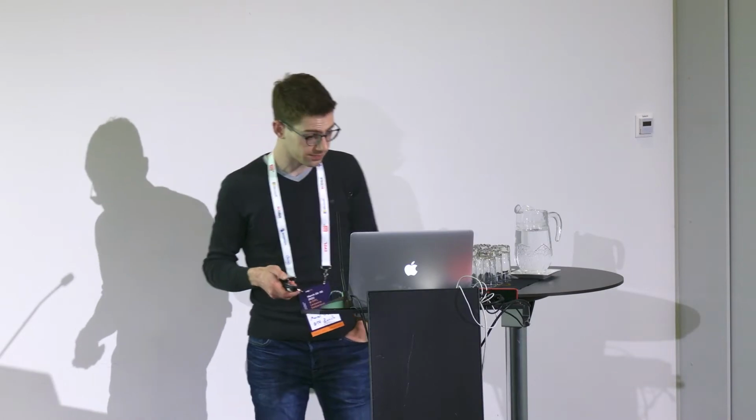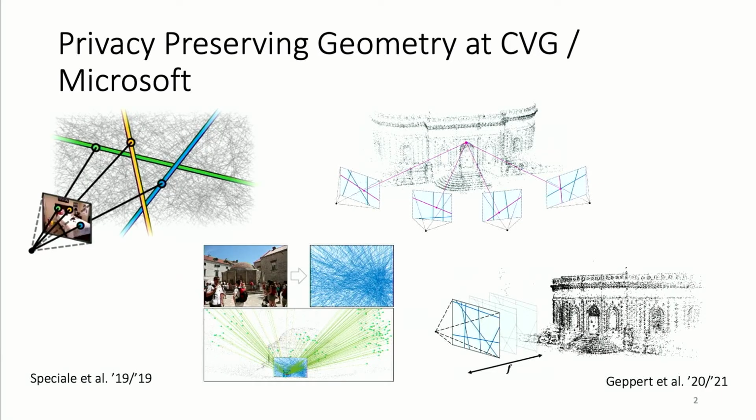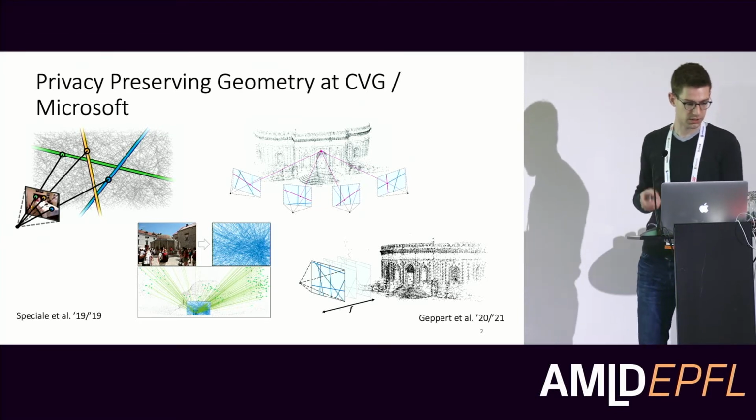I'm going to talk a bit about this project where we looked at the special case of cloud-based visual localization. And just to give some background, there's actually a short history of collaborations between our group at ETH and Microsoft looking into this, particularly privacy for visual localization in a cloud-based context, because that's where you want to preserve privacy. And this line of research is especially interesting for this project.